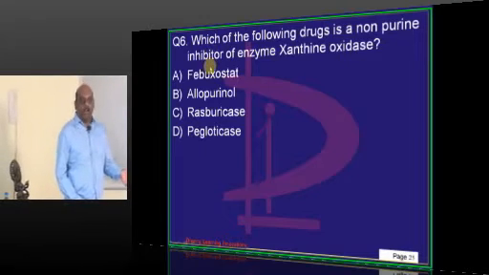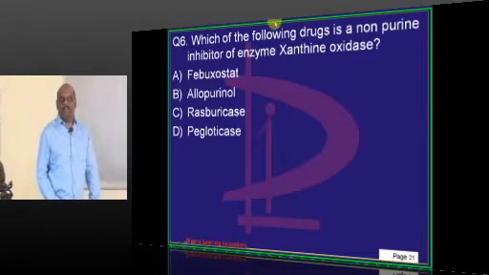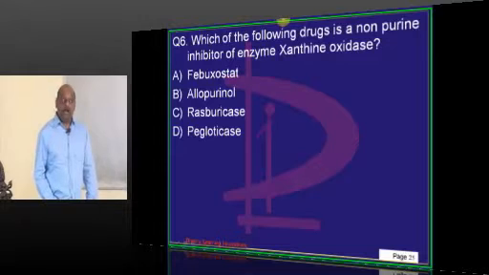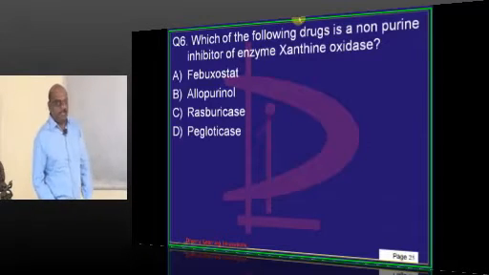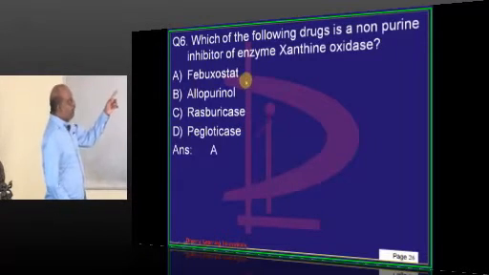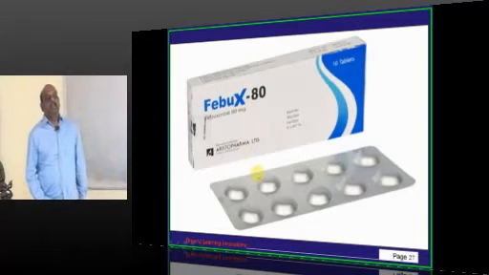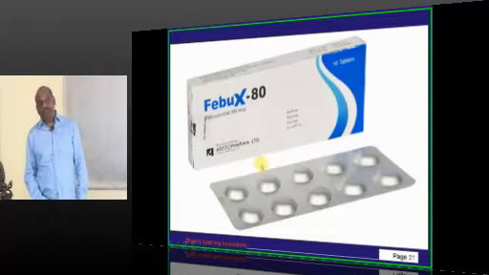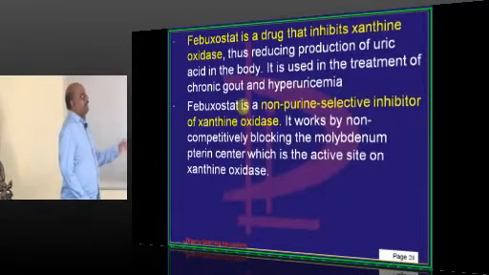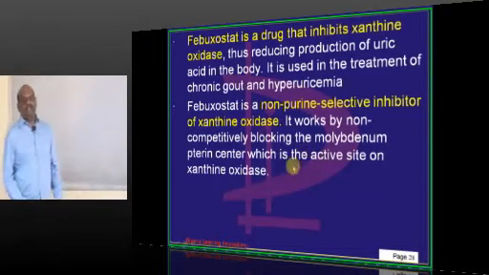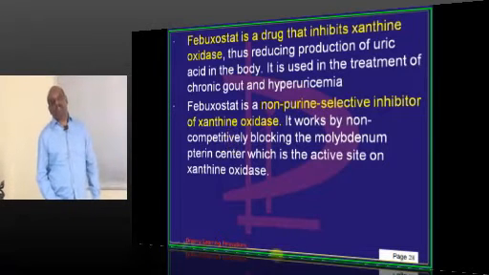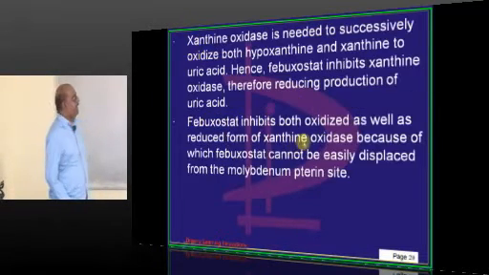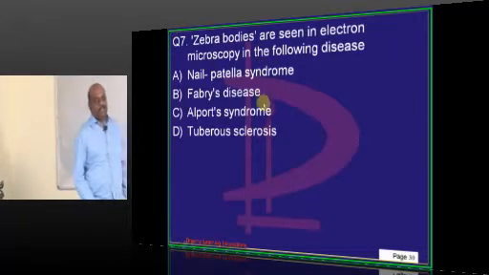Xanthine oxidase inhibitor. Another very traditional question. Gout is one of the very high yielding topics in rheumatology. And gout drugs are one of the top 30th or 40th topics in the priority list in pharmacology. You have to read. So, febuxostat, 80 milligrams typically we administer. Febuxostat is a drug that inhibits xanthine oxidase, and it is a non-purine selective inhibitor of xanthine oxidase, unlike allopurinol, etc., is what you have to basically appreciate.